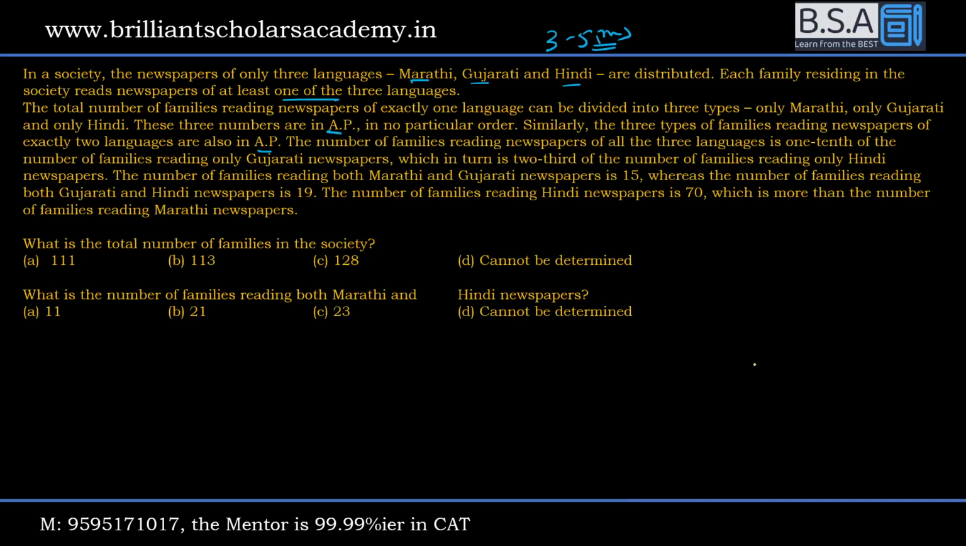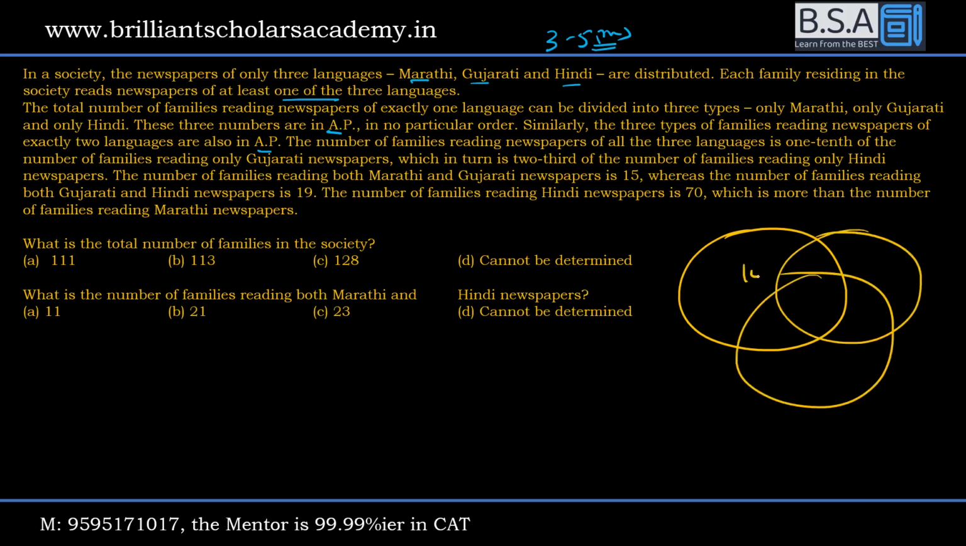देखो, I read out the diagram here for you. This was 10, 20, 30, central number was x, that is 2, 13, 17, 21. This is 70. This was Gujarat, this was Marathi, Gujarati, Hindi. So outside कोई भी नहीं है, they have to read at least one paper, one language newspaper. What is the total number of families in society?